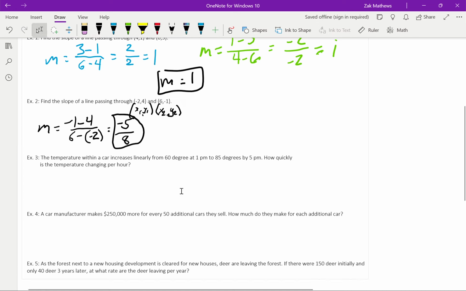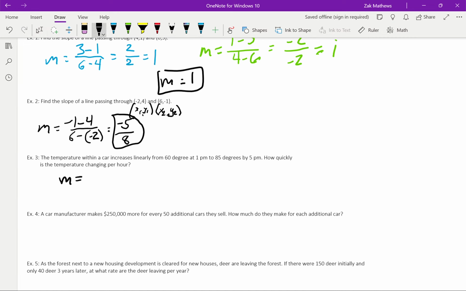Let's take a couple examples of how we can apply this. How will we use this? The temperature within a car increases linearly from 60 degrees at 1 p.m. to 85 degrees by 5 p.m. How quickly is the temperature changing per hour? So we want a rate of change. It's a linear rate of change. So what that tells us is we're looking at the slope.